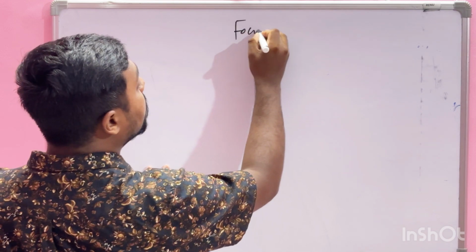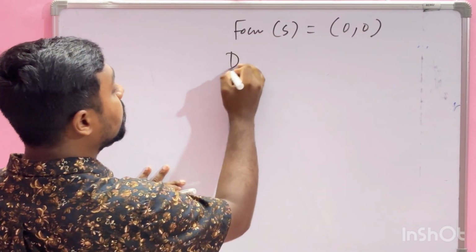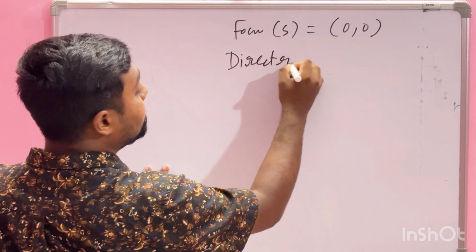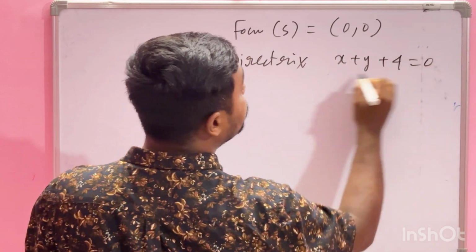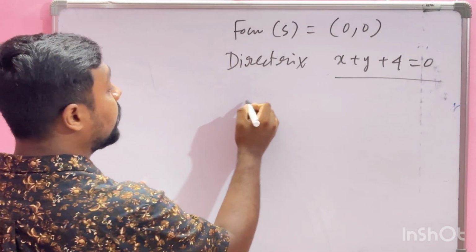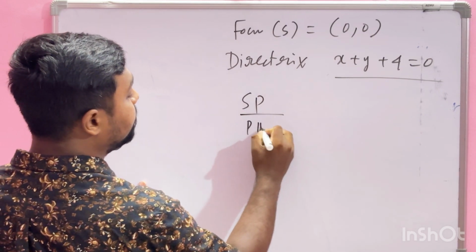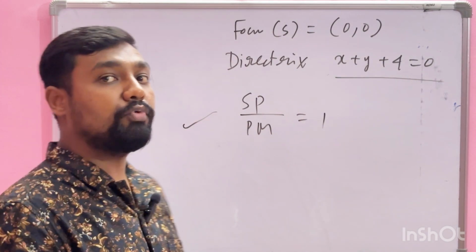Since the focus S is (0, 0) and the directrix is x plus y plus 4 equal to 0, the focus and directrix are given, so we can use SP by PN equal to 1 for a parabola. From this you will get the equation of the parabola.